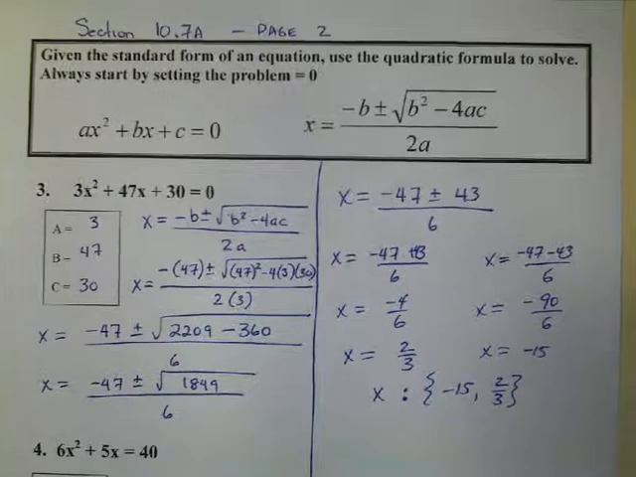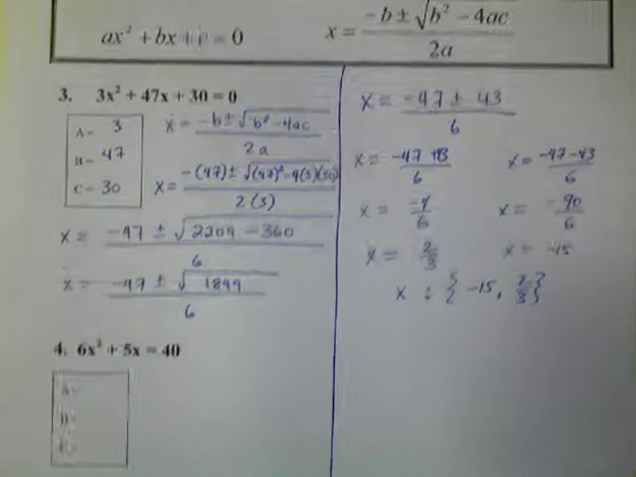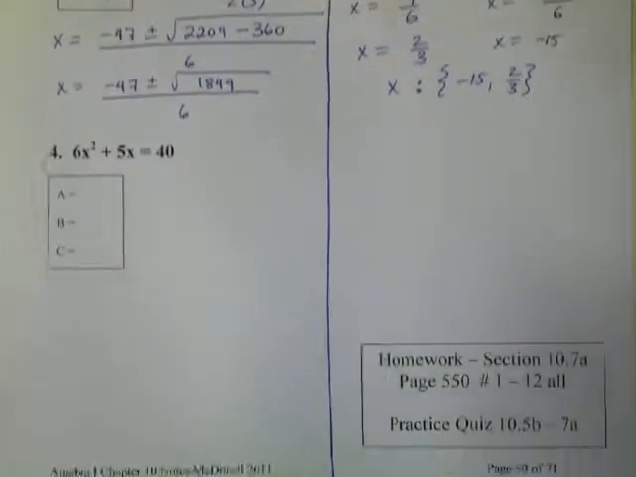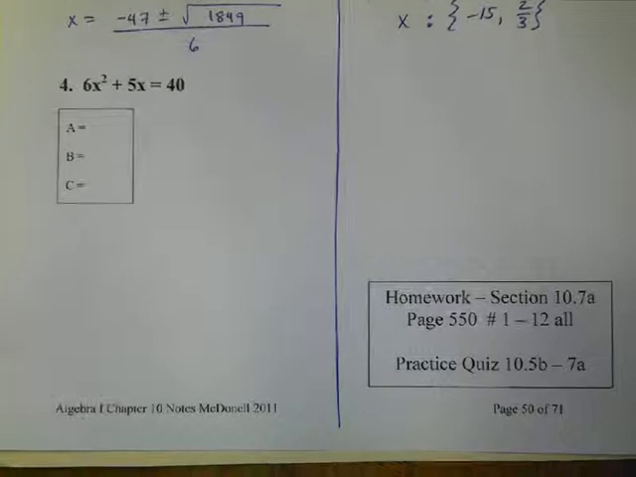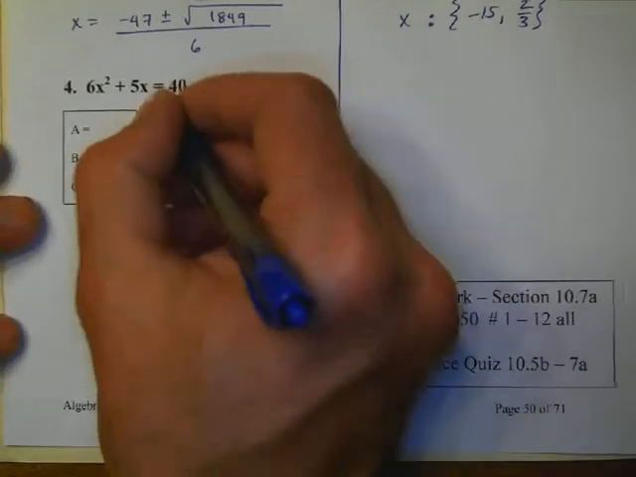And as the solution said, it's negative 15, comma 2/3. Remember to write all your answers as a solution set. X is all numbers such that it equals negative 15 and 2/3.